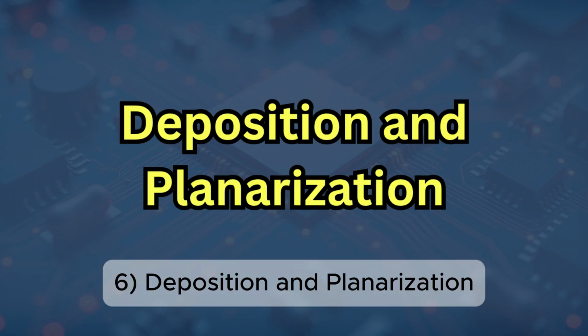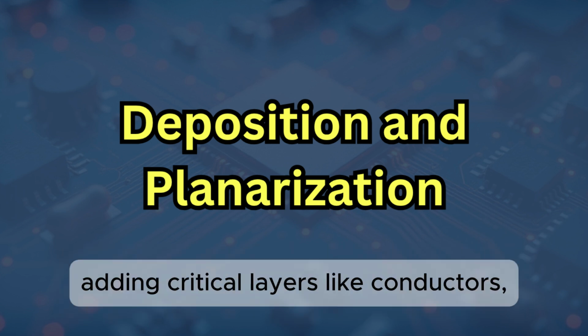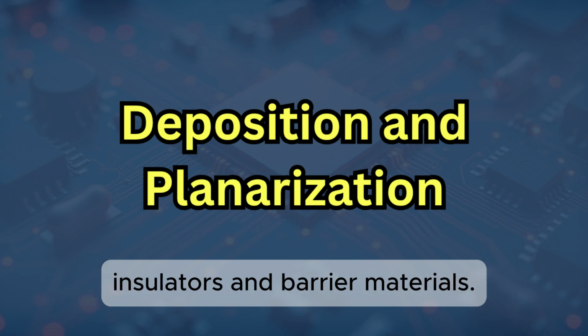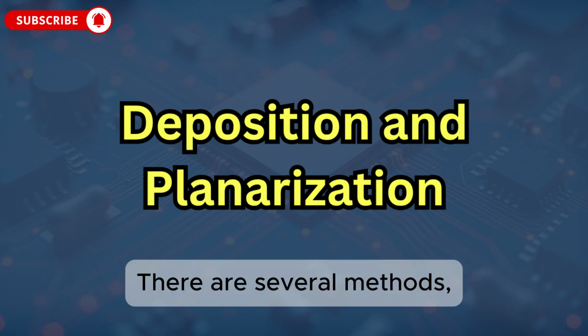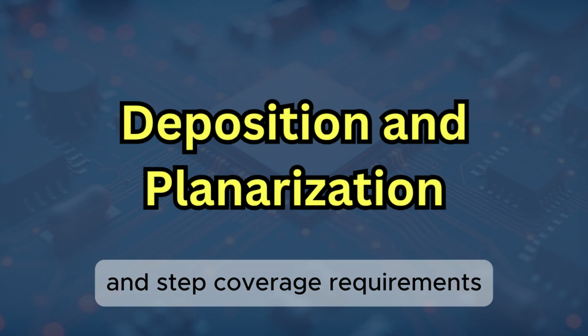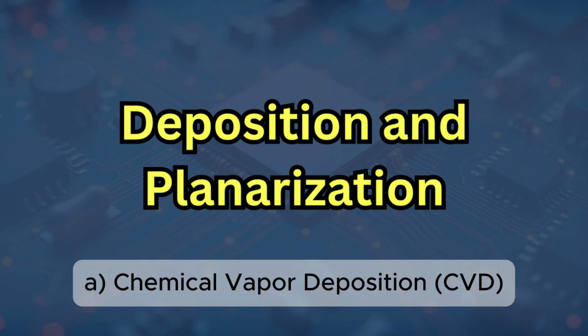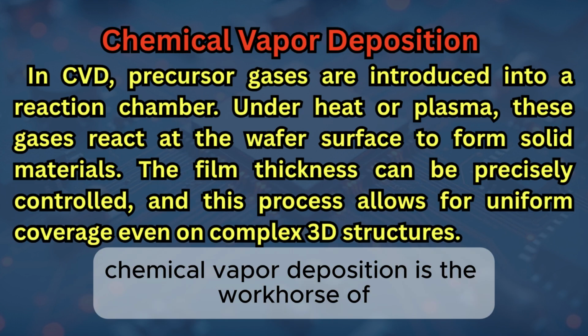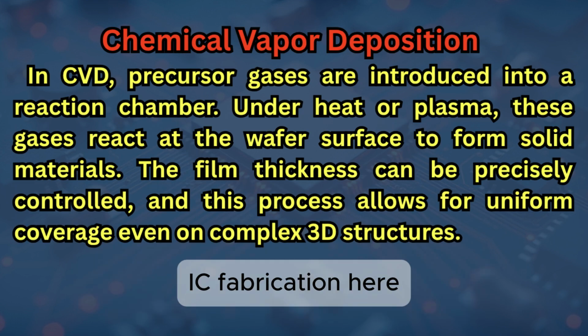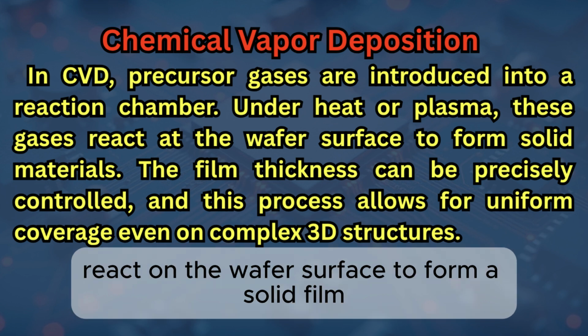6. Deposition and planarization. Next, we begin the material deposition phase, adding critical layers like conductors, insulators, and barrier materials. There are several methods, each selected based on material, conformity, and step coverage requirements. A. Chemical vapor deposition. Chemical vapor deposition is the workhorse of IC fabrication. Here, volatile precursor gases chemically react on the wafer surface to form a solid film.